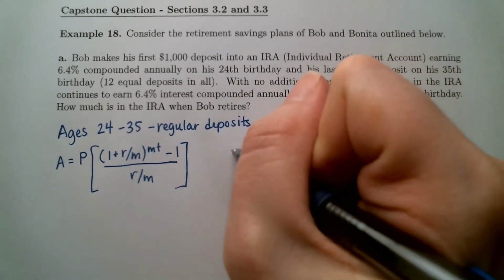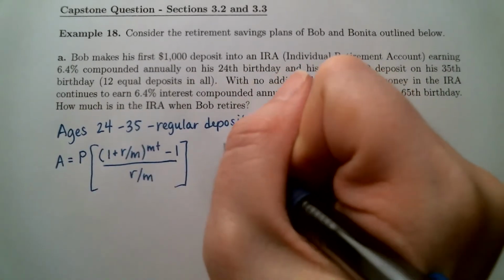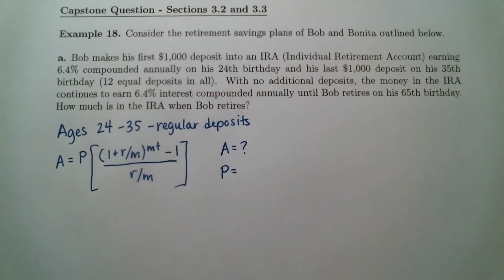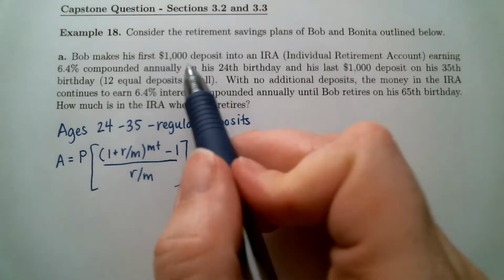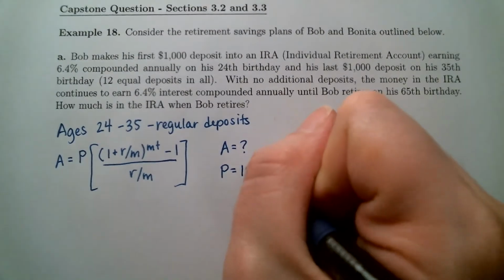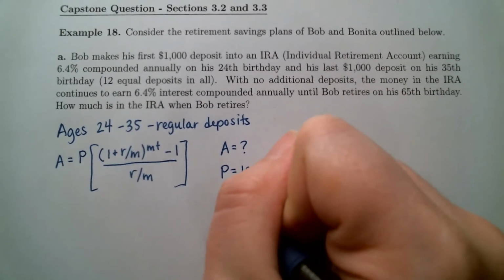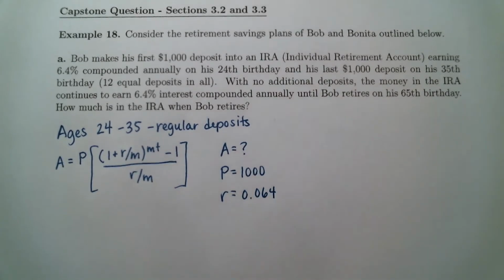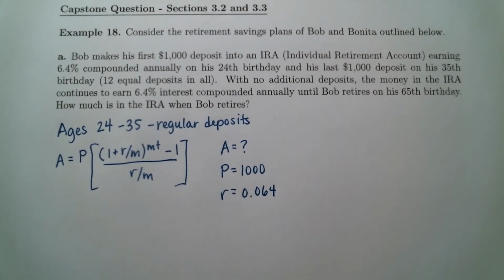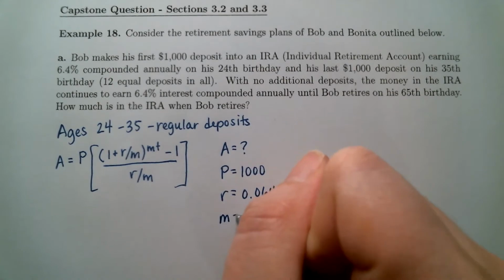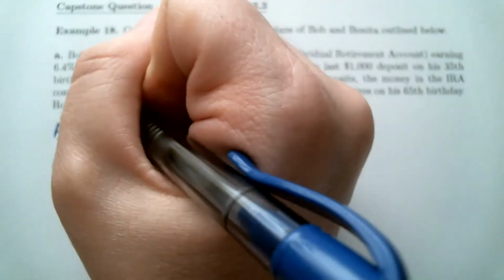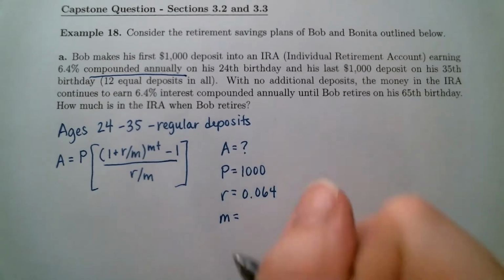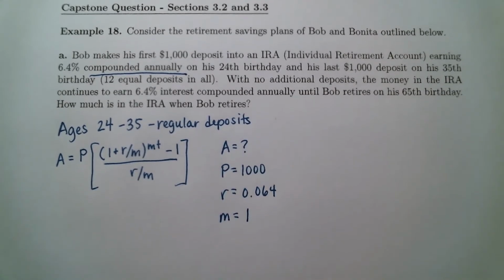I'll keep track of the variables over here because you are solving for A. P is going to be the amount of each deposit. If you read it carefully, he's depositing $1,000 every time. R, the interest rate, remains the same throughout the problem, so it's going to be 6.4%. The M value to notice here: he is making annual deposits and the interest is compounded annually. Those two things should coincide, so the M value is going to be 1.